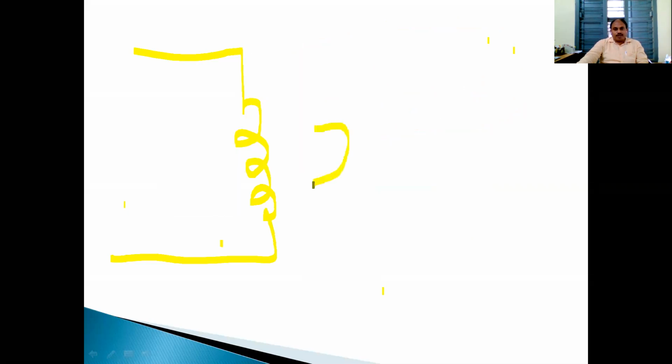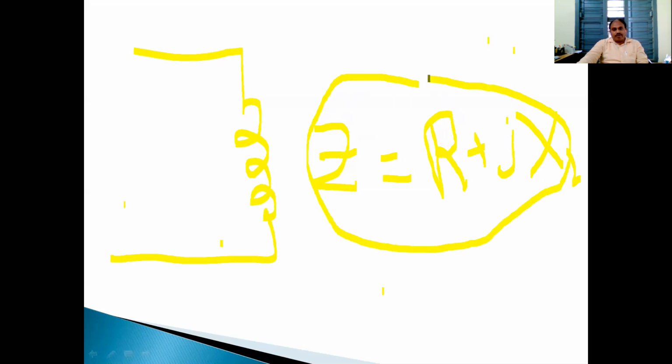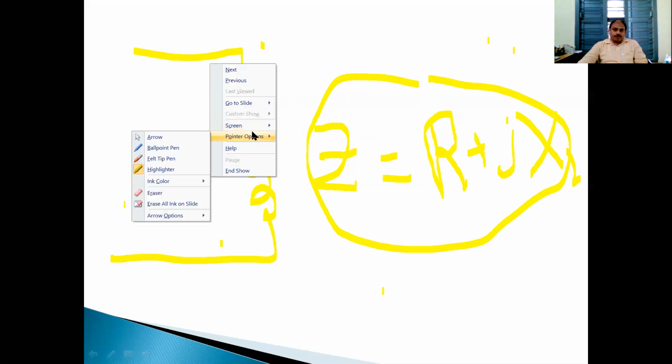The impedance of an AC circuit is given by impedance equal to resistance plus j times reactance. So this is the impedance of the primary circuit. The impedance of the secondary circuit is also there. Z1 equal to R1 plus jX1, Z2 equal to R2 plus jX2, where R1, X1, R2, X2, Z1, Z2 belong to the primary and secondary circuits.